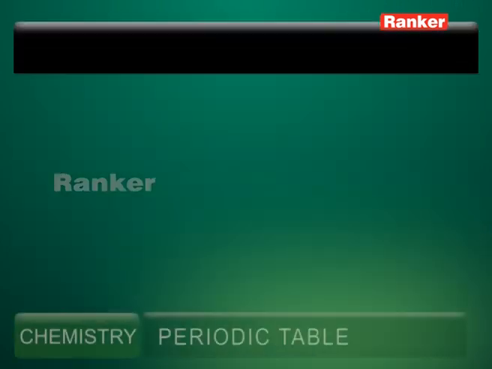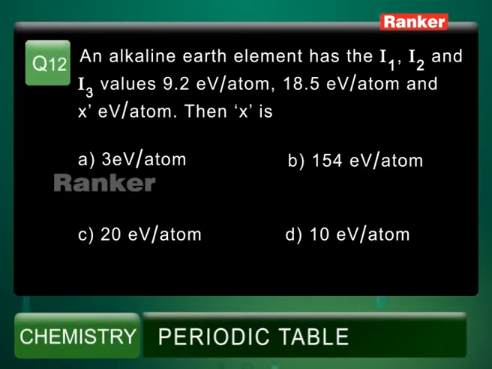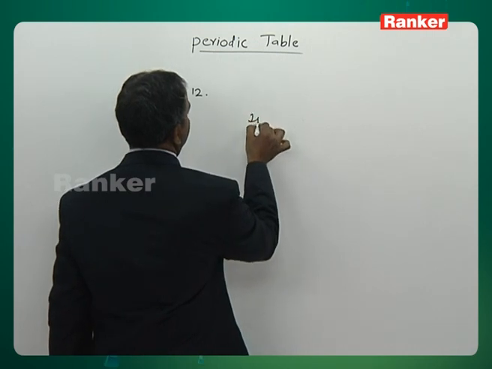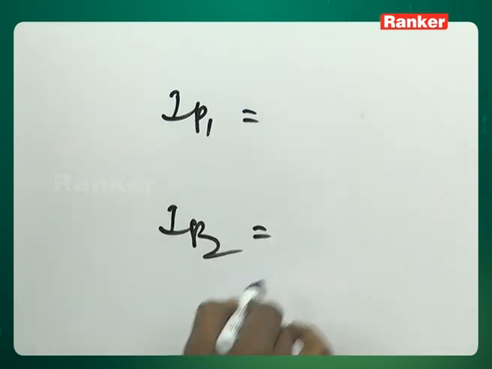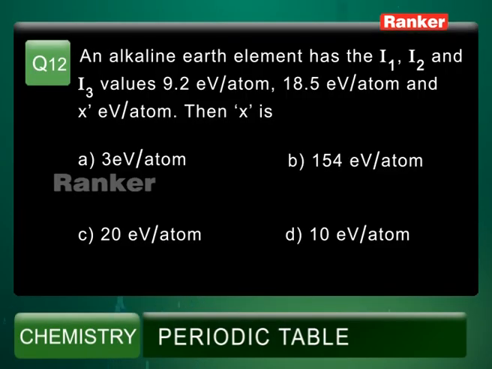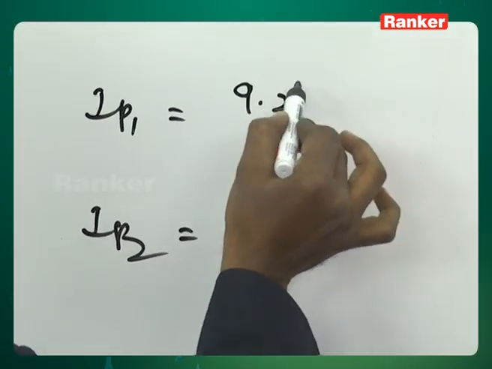Question number 12. An alkaline earth element has the IP values. IP1 and IP2 are given for this particular alkaline earth metal. IP1, IP2 is 9.2 electron volts per atom.